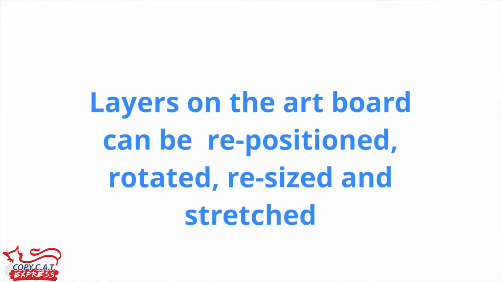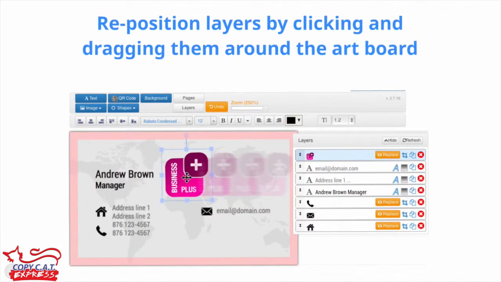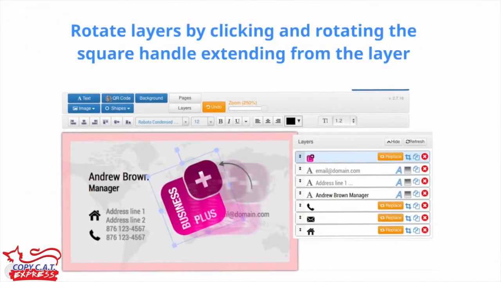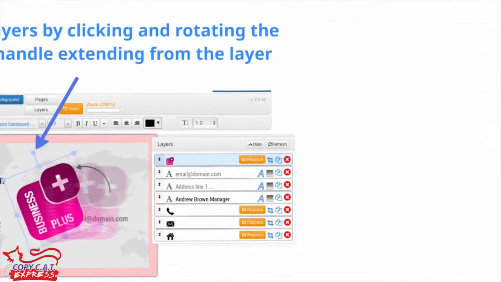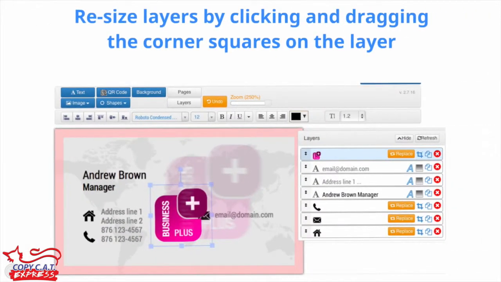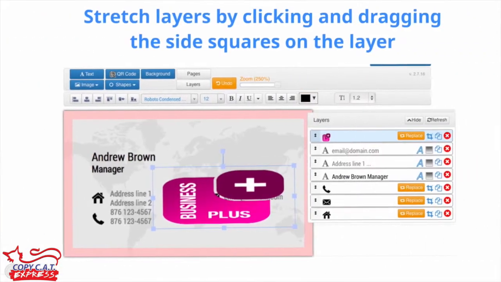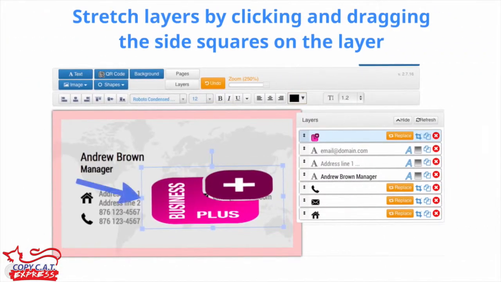Layers on the artboard can be repositioned, rotated, resized, and stretched. Reposition layers by clicking and dragging them around the artboard. Rotate layers by clicking and rotating the square handle extending from the layer. Resize layers by clicking and dragging the corner squares on the layer. Stretch layers by clicking and dragging the side squares on the layer.